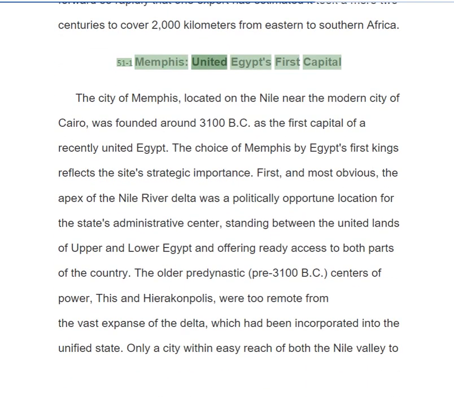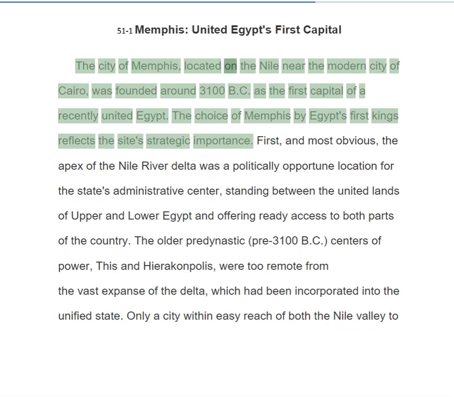51-1 Memphis, United Egypt's first capital. The city of Memphis, located on the Nile near the modern city of Cairo, was founded around 3100 BC as the first capital of a recently united Egypt. The choice of Memphis by Egypt's first kings reflects the site's strategic importance.